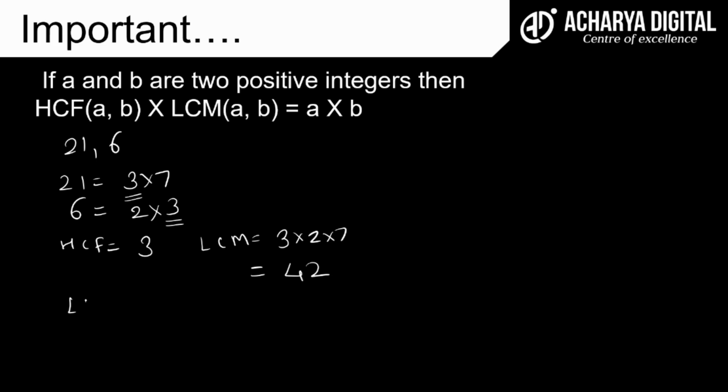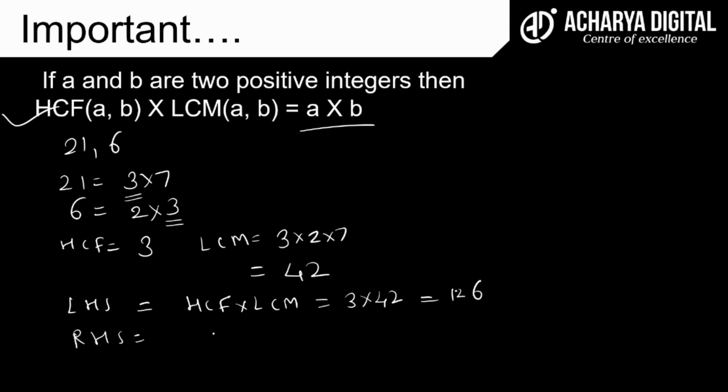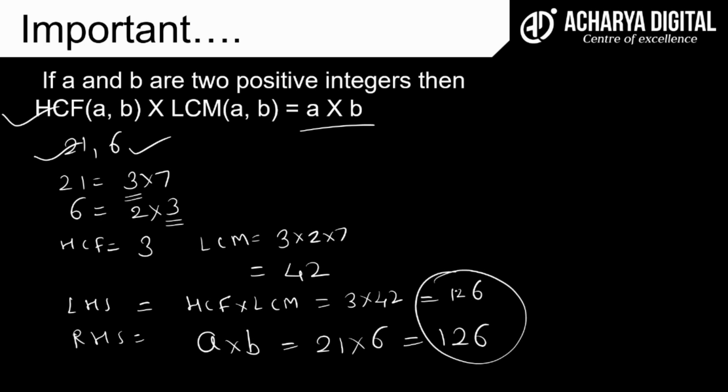Now if I take the LHS of this property, so LHS is HCF multiplied by LCM. So 3 multiplied by 42, it comes to be 126, right? Now, if I find out the RHS, what is RHS here? A multiplied by B. A is first number, B is second number. So 21 multiplied by 6, again it comes to be 126. So both are same. That means LHS is same as RHS. So I hope you have understood this.